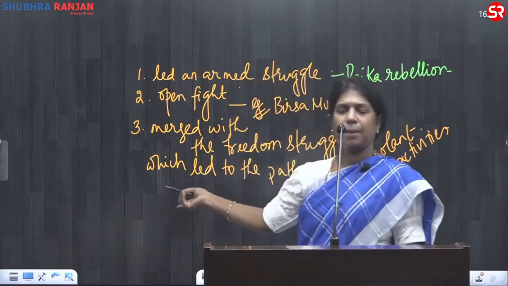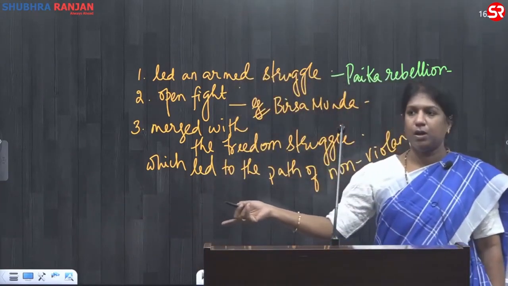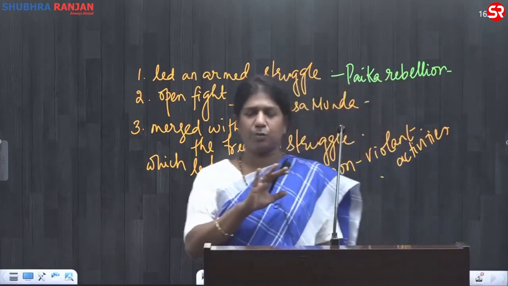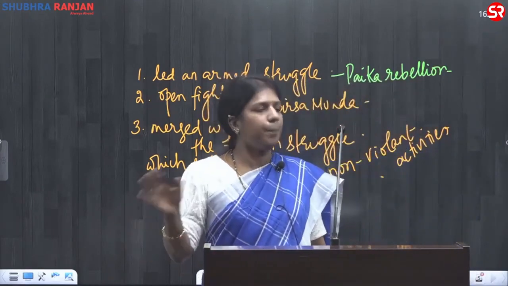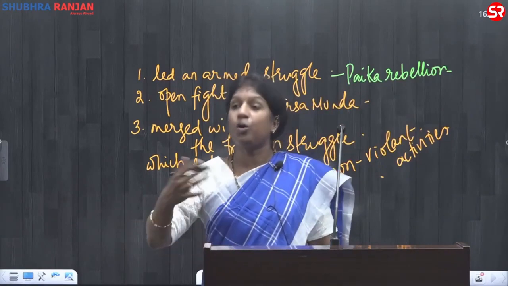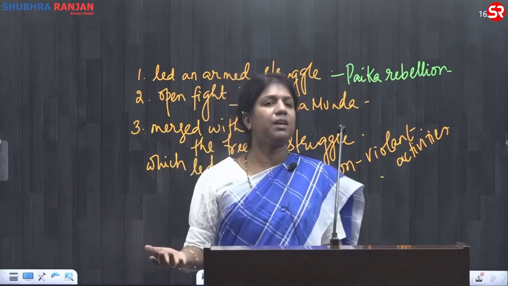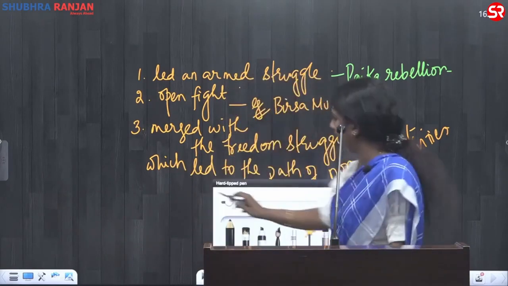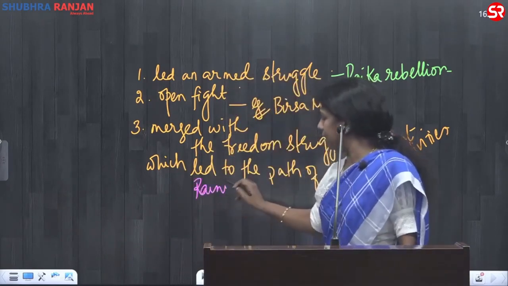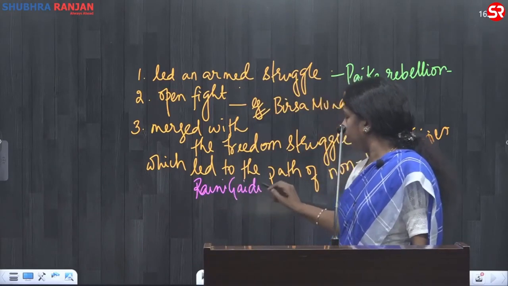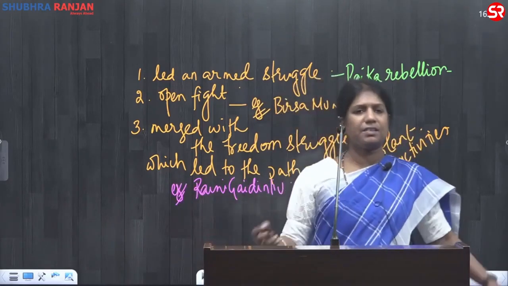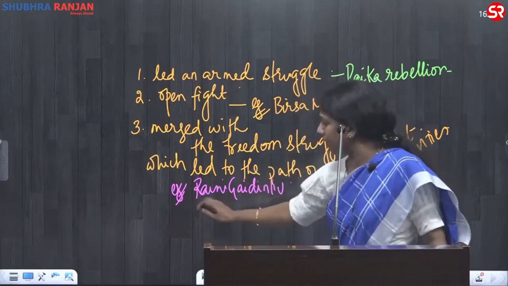Here you can take an example: Rani Gaidinliu of Nagaland. She wanted to fight with the Britishers, but she was never violent. Her process was a non-violent method. In 1931, Rani Gaidinliu of Nagaland. You can give her as an example. She was an example from Nagaland. You can quote her, and you can add one more example also.